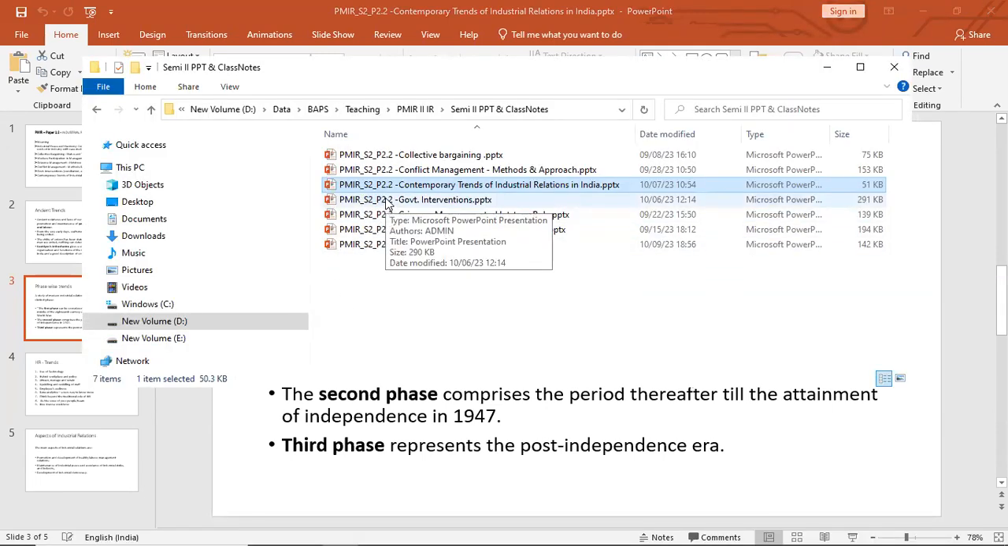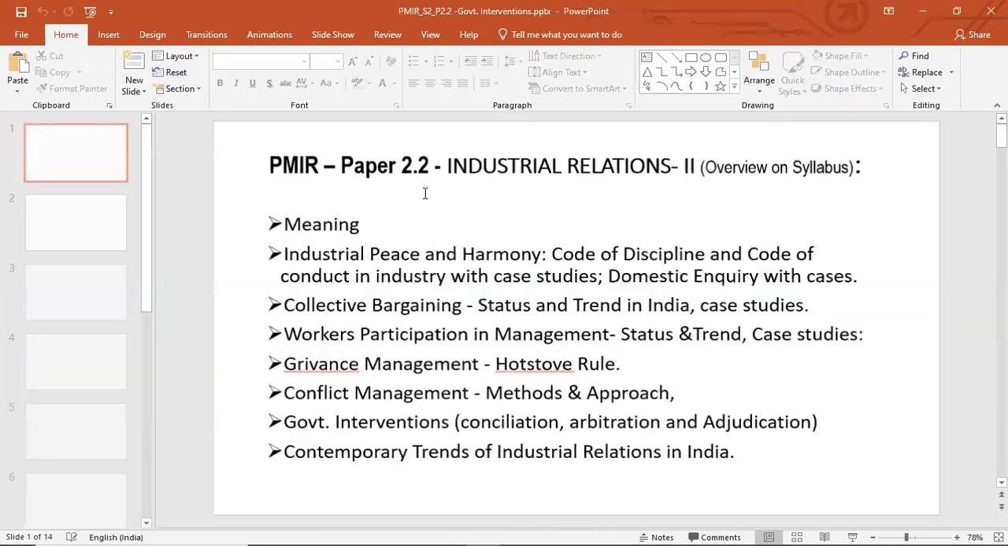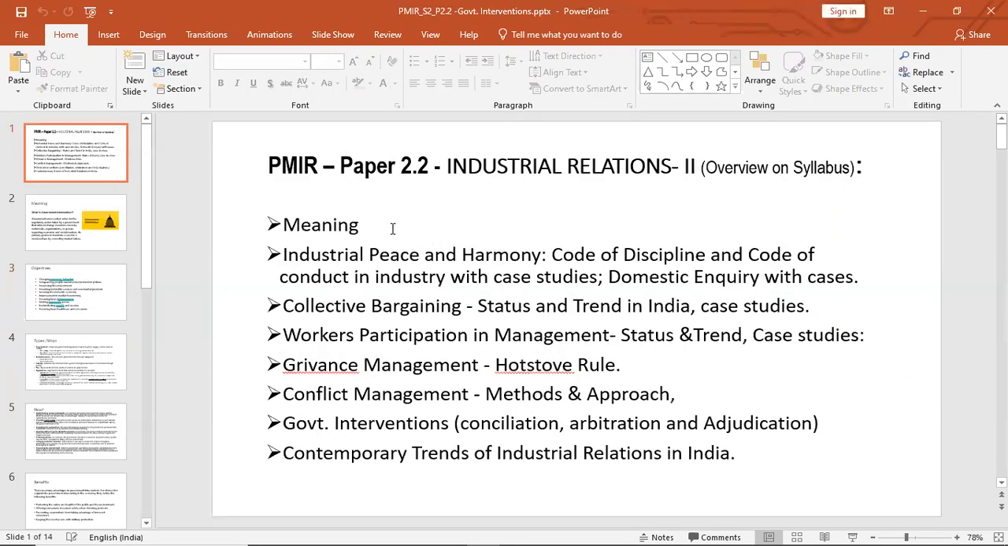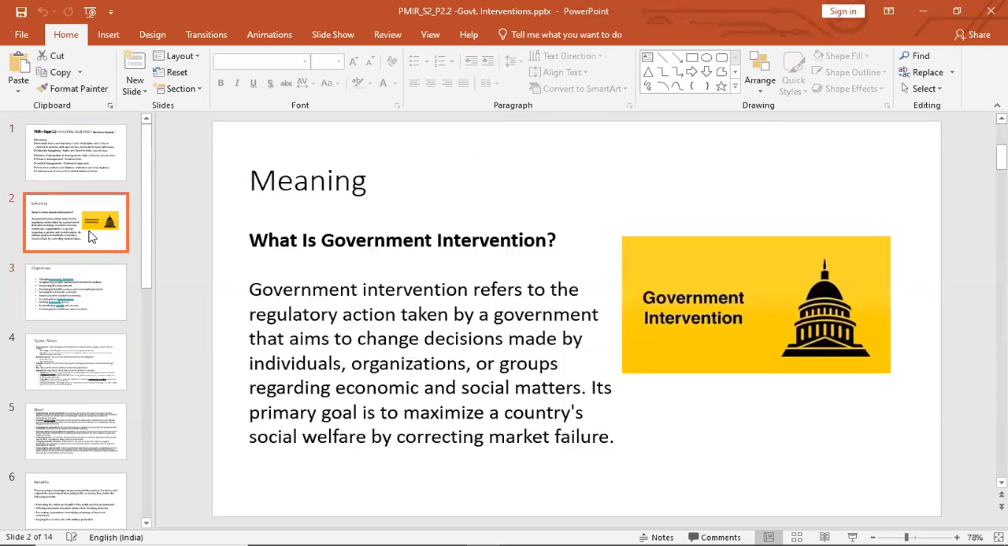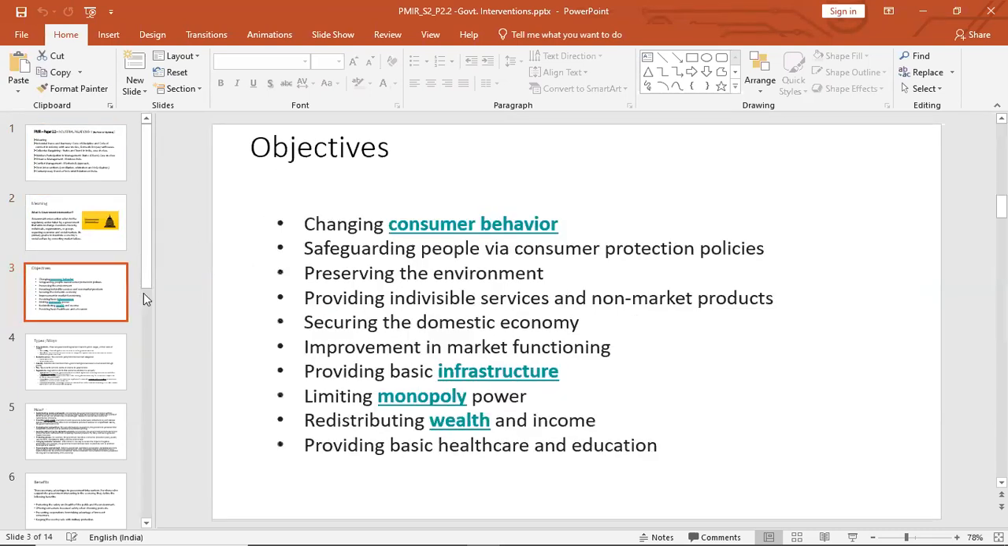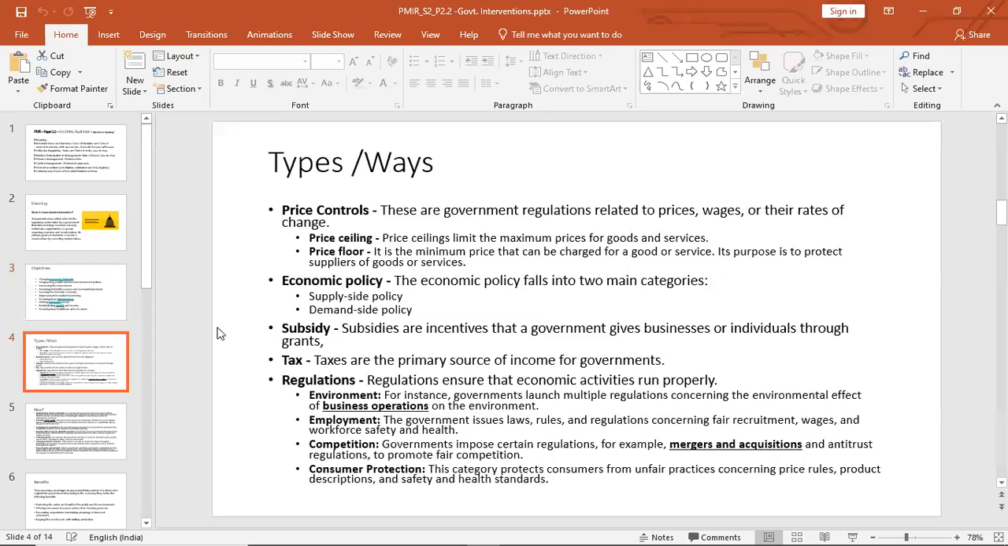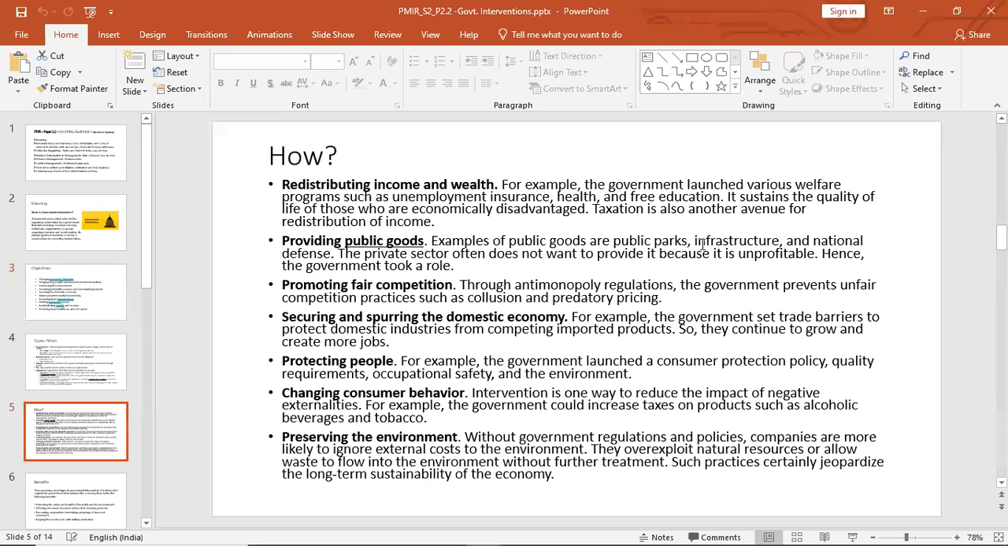And another chapter we discussed government intervention. How government is intervening. What is the objective of government intervention? We discussed. And what are the types, what are the ways how government is intervening in the society, what government does. All these things we discussed.